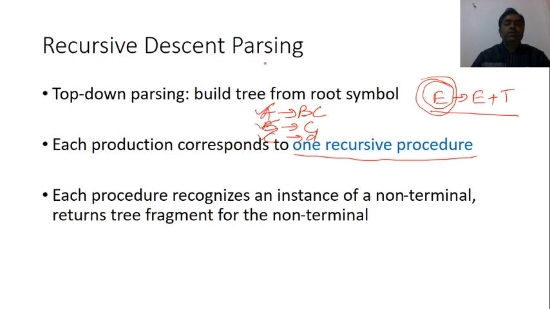Here in recursive descent parsing we are using recursive procedures, that's why it is known as recursive. Each procedure recognizes an instance of a non-terminal and returns a tree fragment for the non-terminal. That means if it recognizes an instance of the non-terminal A, it returns the tree fragment for A derives to BC. This tree fragment is returned by procedure A. Likewise for B, it will return the tree fragment B derives to C. Likewise for C, it will return C derives to D.